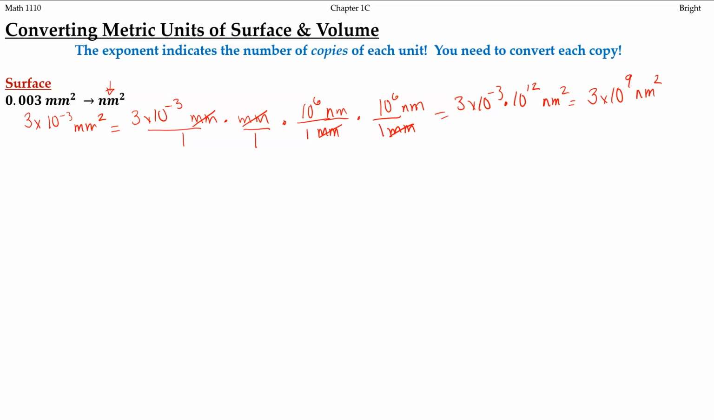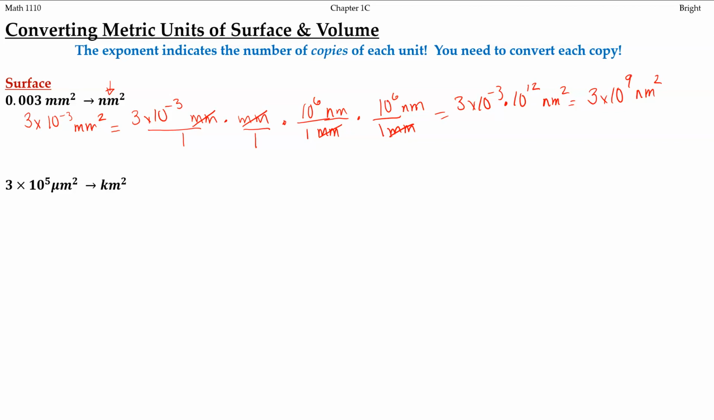Okay, so this is a unit of surface. It's measuring kind of a length and a width, so that's why we have square units. Okay, now the next example, same sort of thing, but we are going to do a slightly different method that is quicker to do, but might be harder to understand.